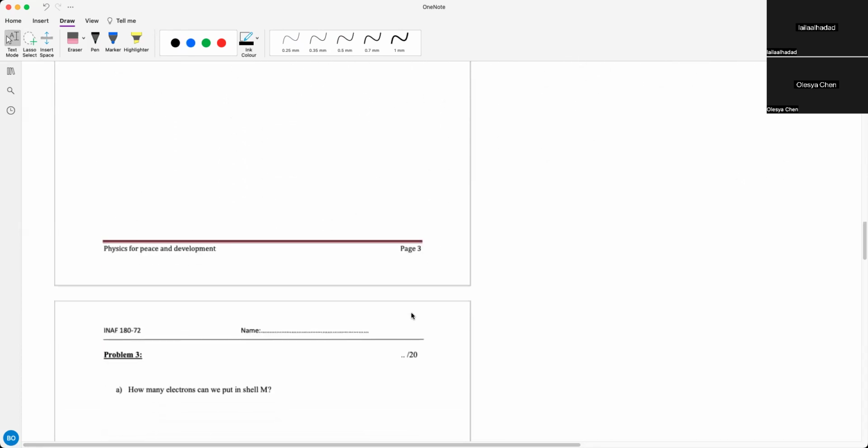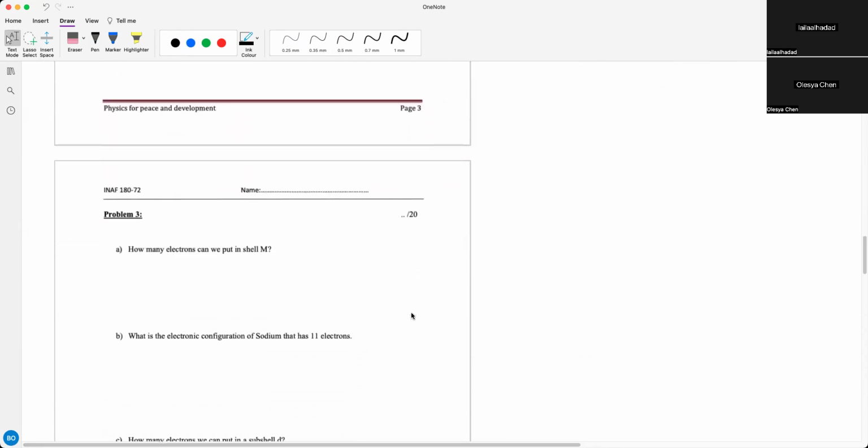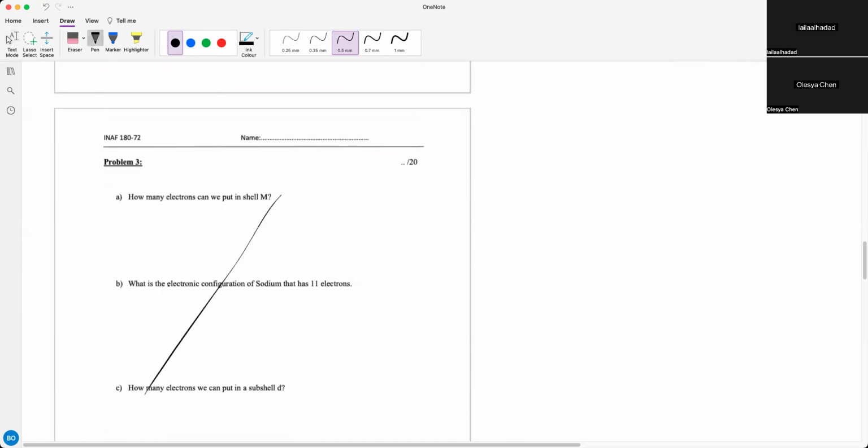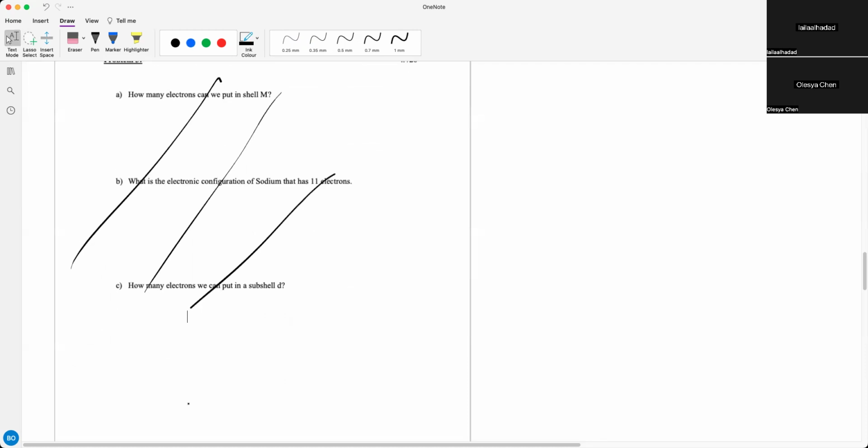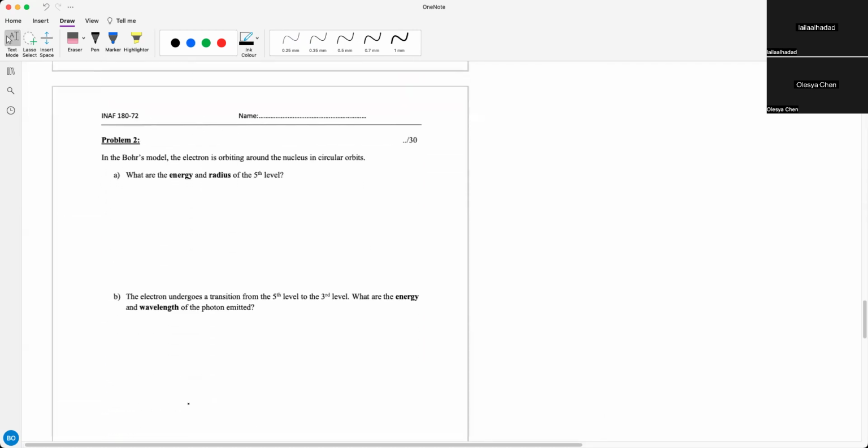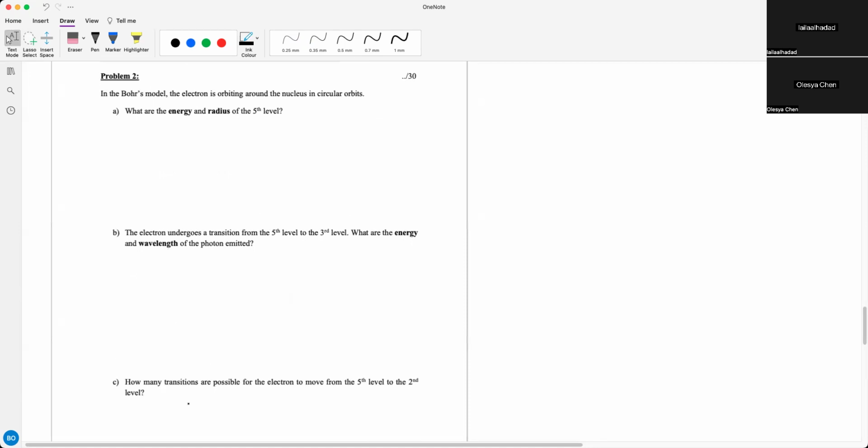Okay, so this is not included in the exam. It will be later in the quizzes because we did not finish the shells. So this is the one that will be interesting. In the Bohr model, the electron is orbiting around the nucleus in a circular orbit. What are the energy and radius of the fifth level? How can we do this?